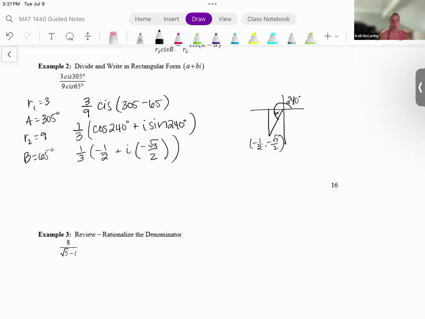And now I'm going to distribute the 1/3. 1/3 times -1/2 is -1/6. 1/3 times i times square root of 3 over 2 becomes negative square root of 3 over 6 i.